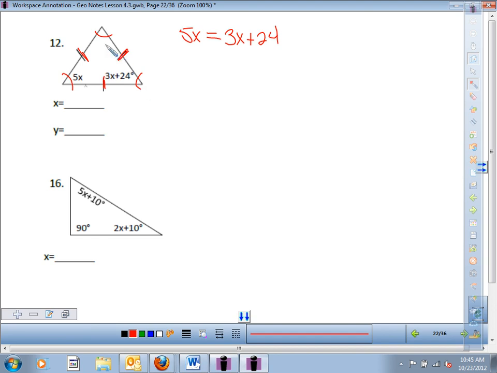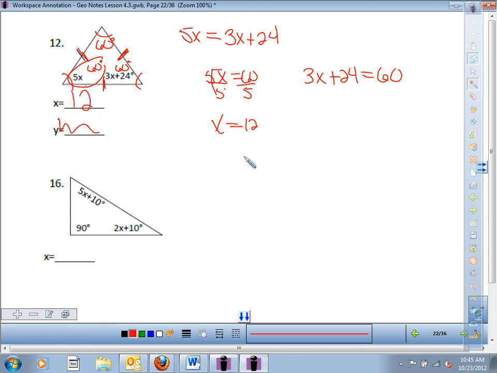Here's another equation. Because it's equiangular, we also know that it's 60 degrees all the way around the horn. So here's another equation. We could do that. 5x equals 60. We could also do 3x plus 24 equals 60. Either way you go, you're going to get the same answer. You divide by 5, you divide by 5. X is 12 no matter what way you go. Okay? And don't worry about that y equals.